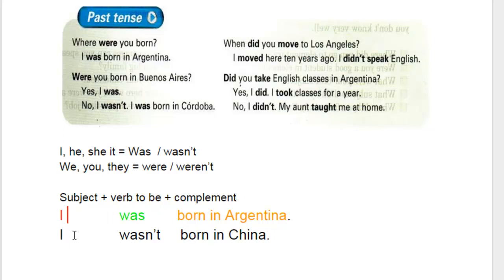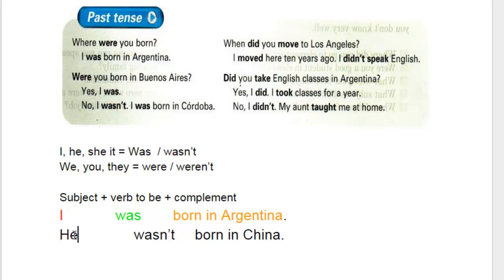I mentioned that the subject, we can change to any subject that we would like. So for example, we could say he was born in Argentina. We could say she was born in Argentina. And also, I quickly want you to learn that you may also use names here. So for example, you may say Peter was born in Argentina, right? Mary was born in Argentina, and so on and so forth. And of course, if we want to make negative statements, then we would say something like this. He wasn't born in China, right? I was born in Argentina. I wasn't born in China.